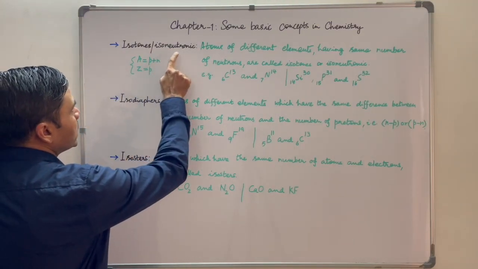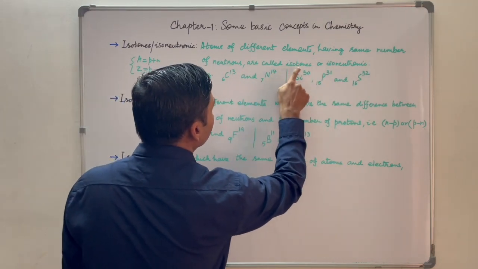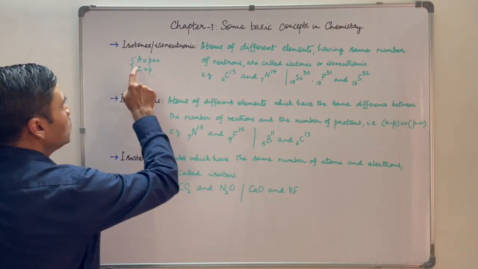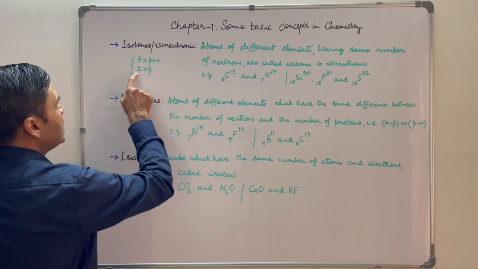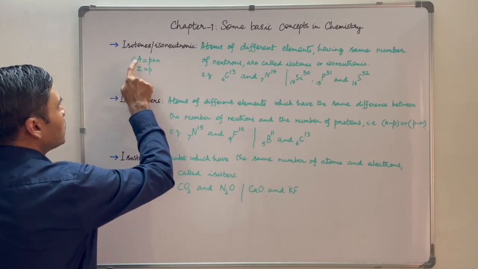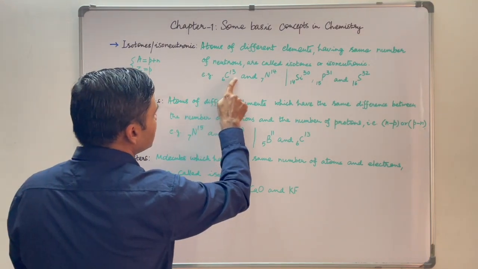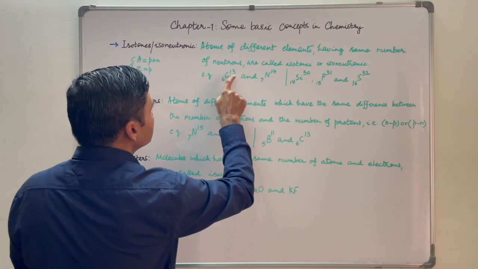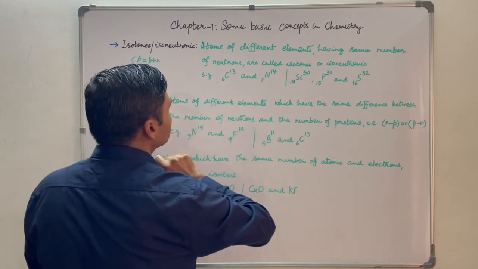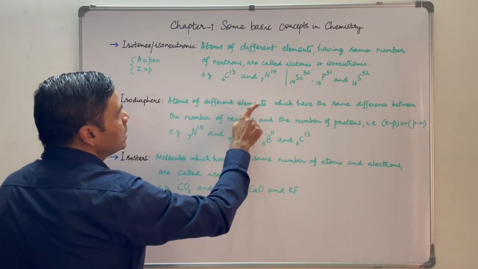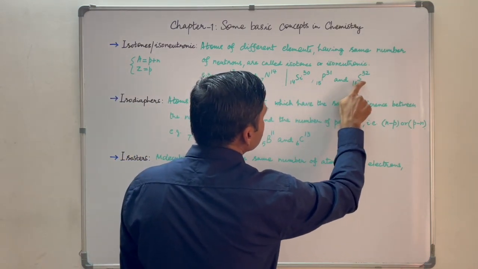Isotones are isoneutronic. Atoms of different elements having same number of neutrons are called isotones or isoneutronic. You know that A is equal to P plus N, means number of protons plus number of neutrons, and Z is equal to P. So the difference of A and Z will give number of neutrons. See in this example, 6C13 and 7N14. Difference is 13 minus 6 is equal to 7 and 14 minus 7 is equal to 7. So they are isoneutronic. Similarly, 14Si30, 15P31 and 16S32.